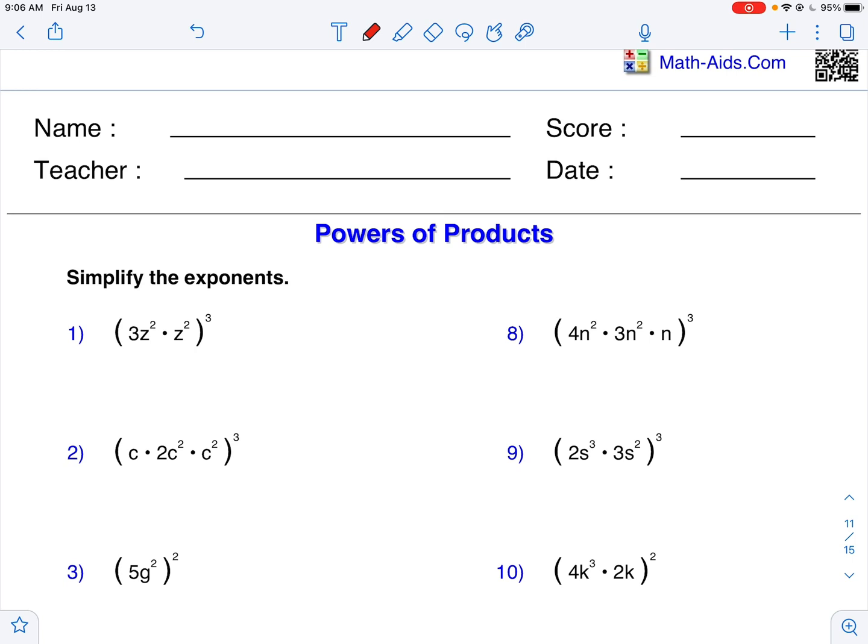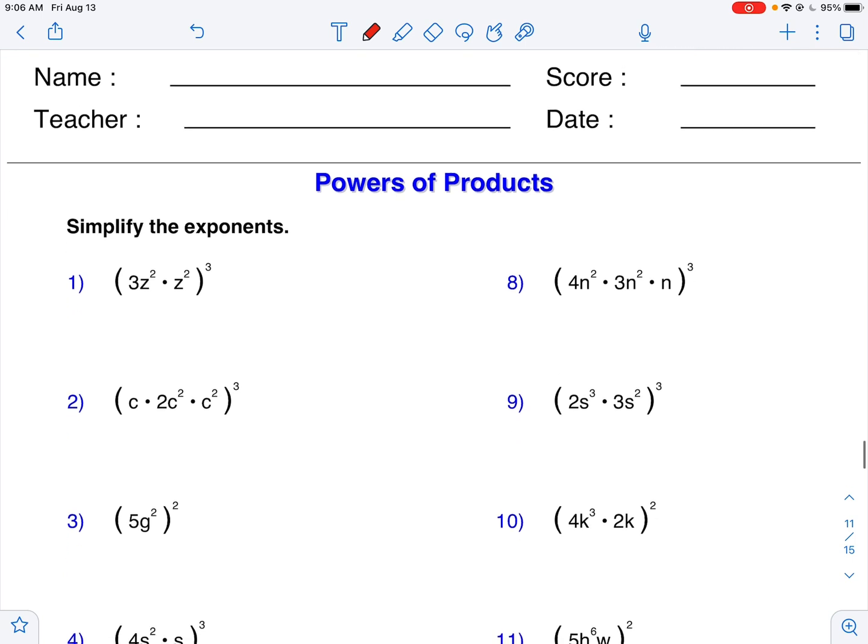Powers of products. Simplify the exponents. 3z squared times z squared to the third. Well, I'm going to do the inside first. PEMDAS, right? Parentheses first. So I'm going to make that 3z, 2 plus 2 makes 4 to the third. Now the 3 goes to the 3 and to the 4. So that's 3 to the third, z to the 12th. They multiply. And then 3 to the third is 81, z to the 12th.